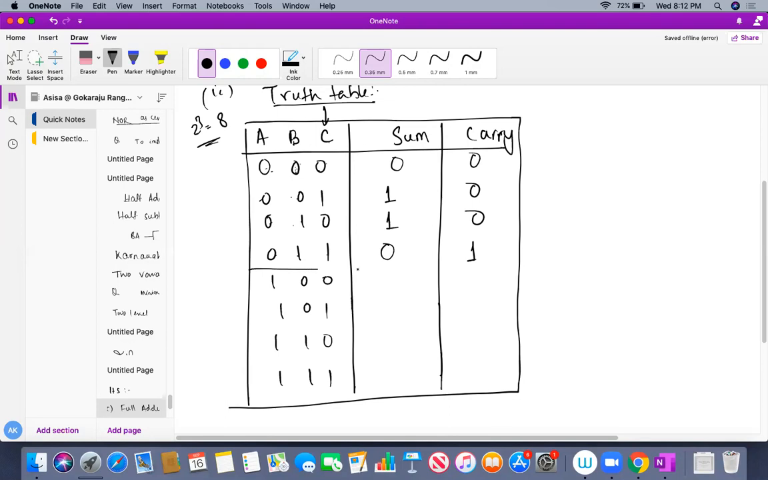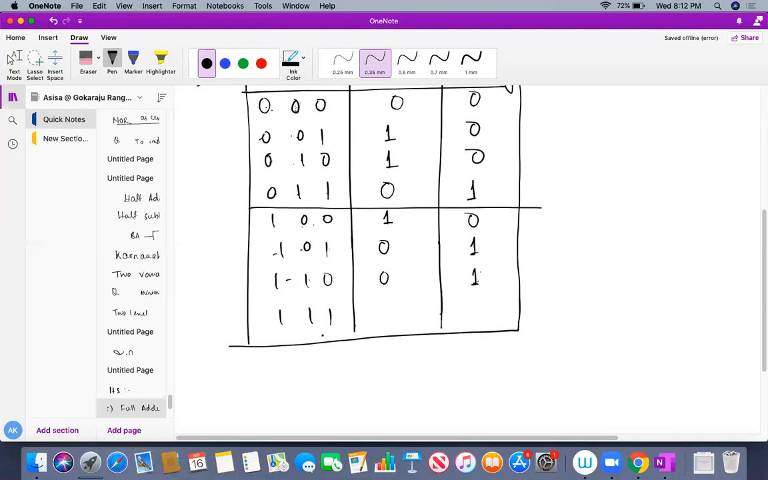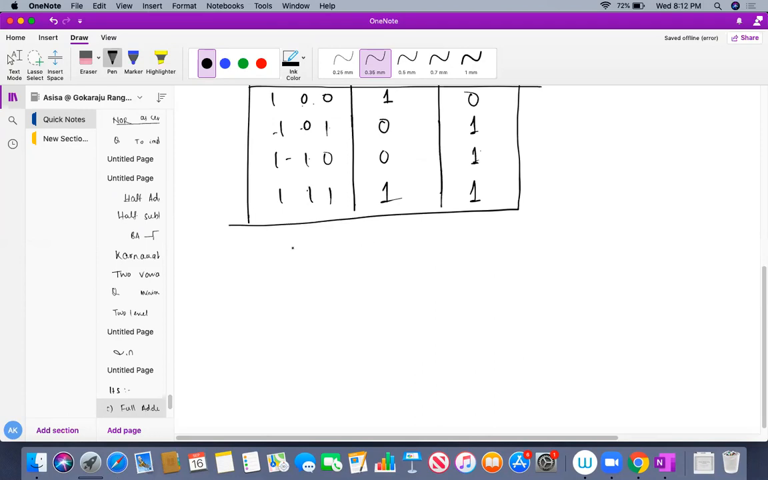Understand students? Very simple. Next, 1 plus 0 is 1, 1 plus 0 is 1, carry 0. 1 plus 0 is 1, 1 plus 1 is 0, carry 1. 1 plus 1 is 0, 0 plus 0 is 0 with carry 1. While you are doing 1 plus 1, you generated a carry. So that's why this is the carry. So 1 plus 1 is 0, already a carry generated, and 1 plus 1 is 0, 0 plus 1 is 1. So sum is 1, carry is 1. Okay.